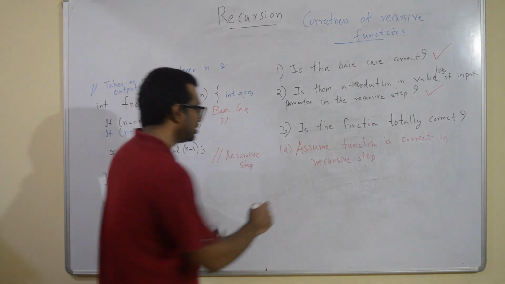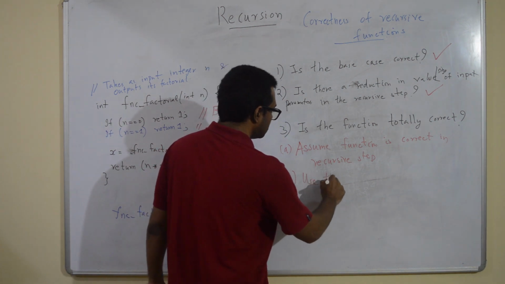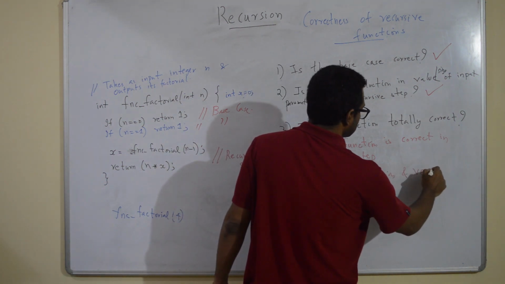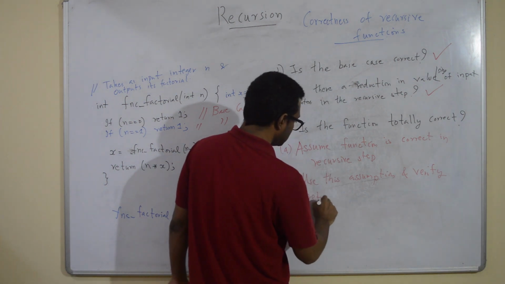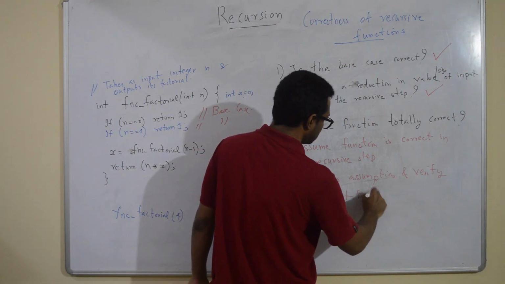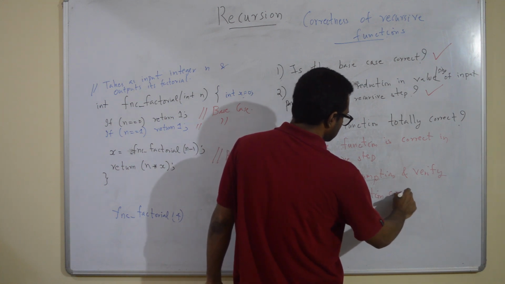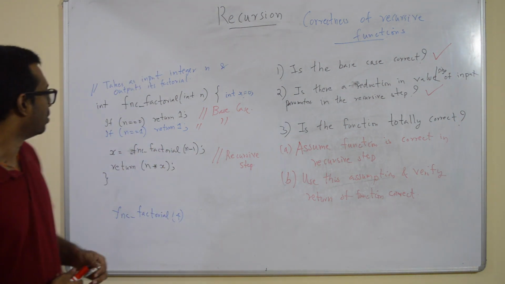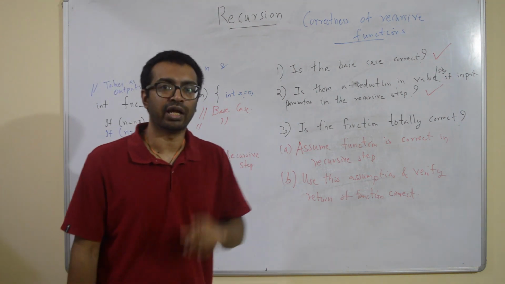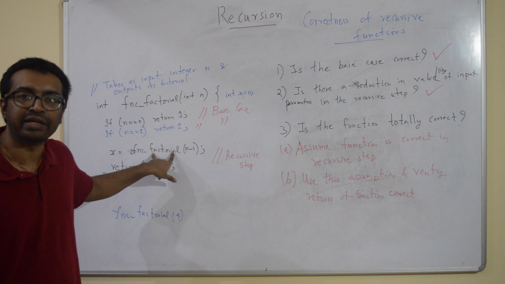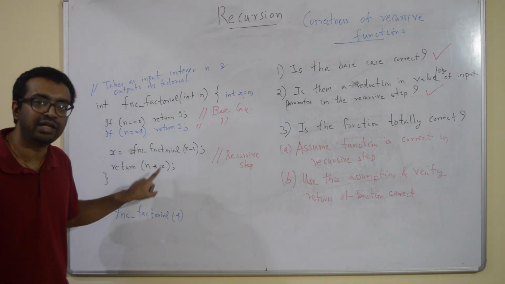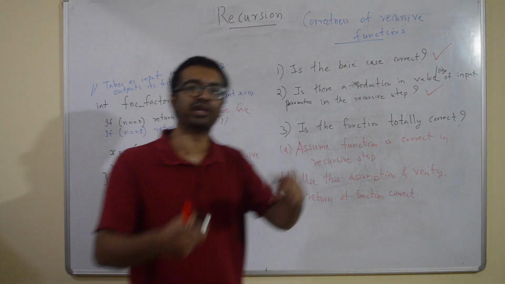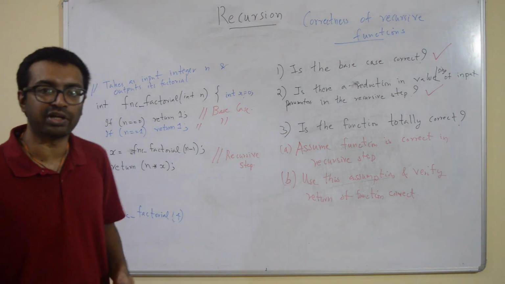Now if I assume that, can I argue that the return value of this function is n factorial? Use this assumption and verify that the return of this function is correct. So that's the final step. And now how do we do this? If I assume that x is n-1 factorial, what is the return? The return is n into n-1 factorial, that is n factorial. So for input n, the function returns n factorial, assuming that the function returns n-1 factorial correctly.